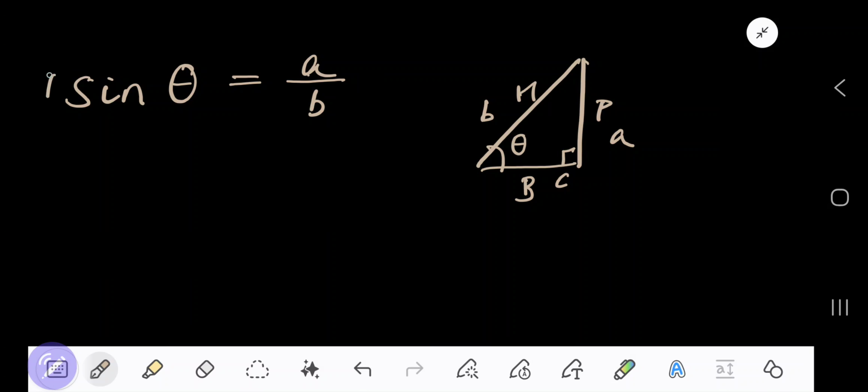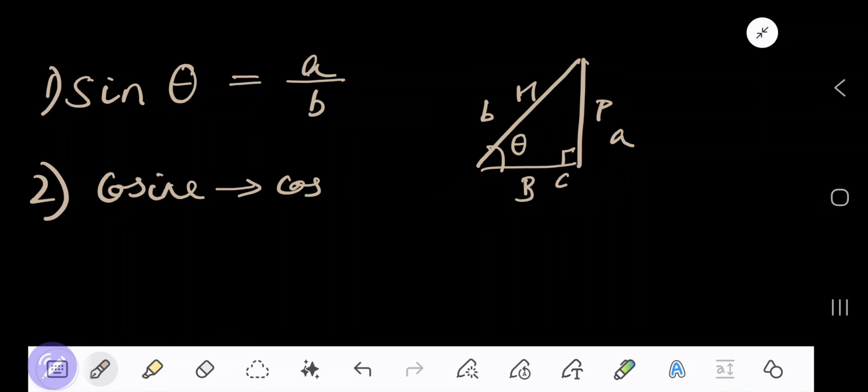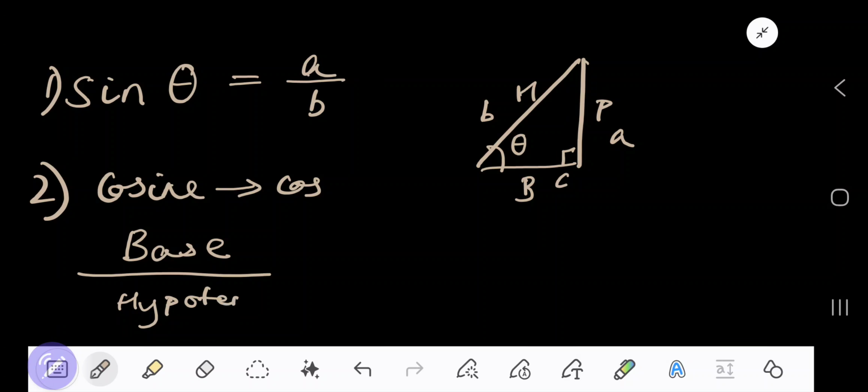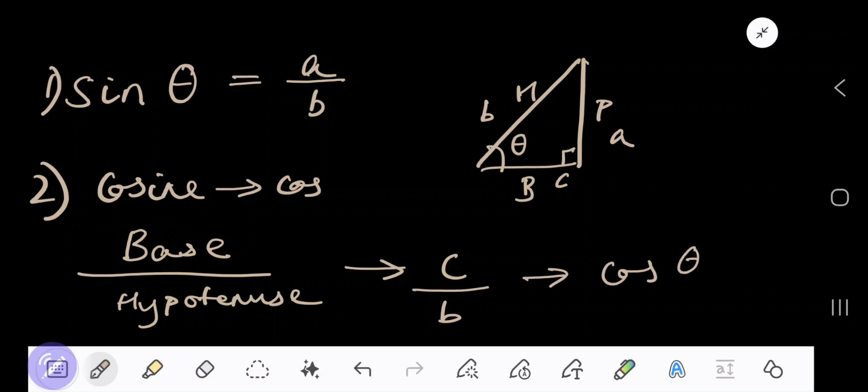Our next trigonometrical ratio is cosine, also known as cos, commonly known as. So cos is just the ratio between the base and the hypotenuse, or in this case base C by B. So in this case cosine or cos theta is C by B, base by hypotenuse.